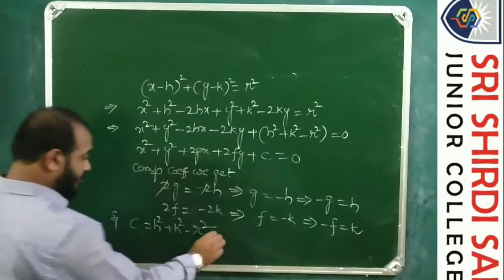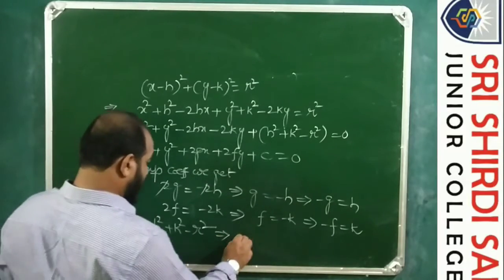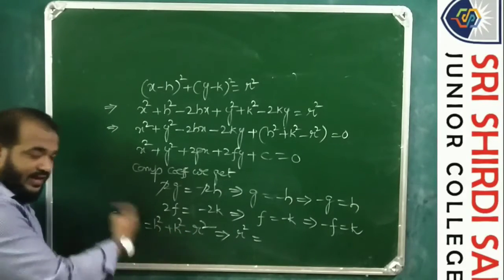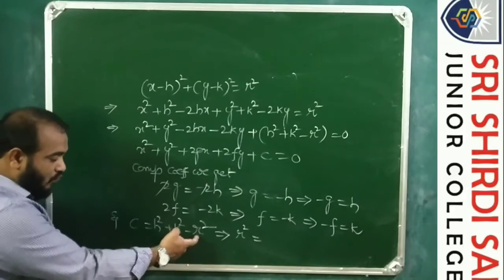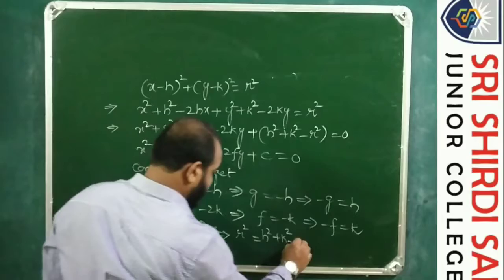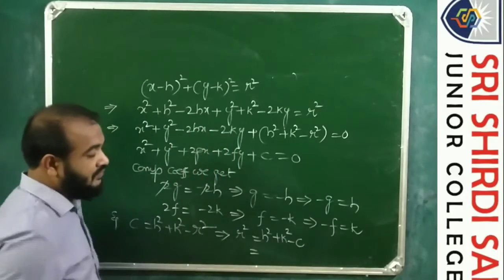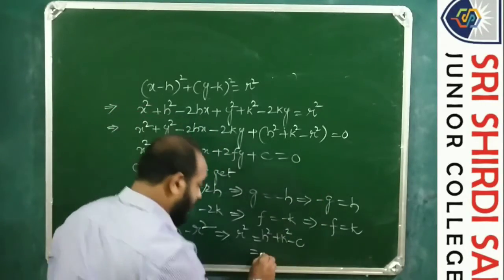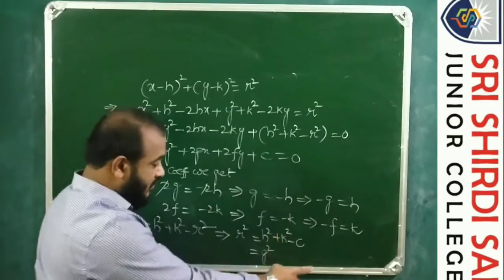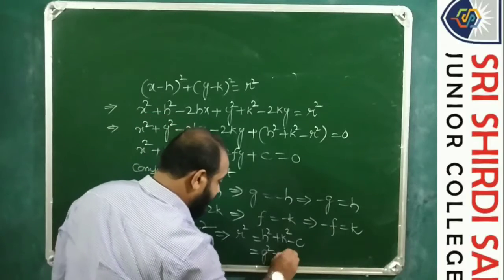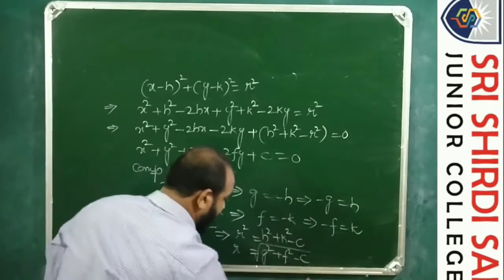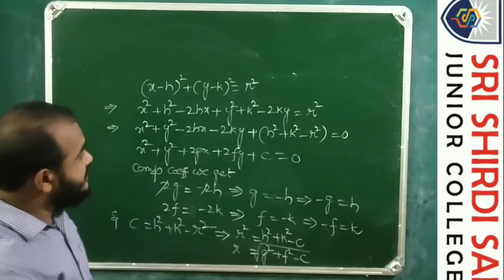So from this, if you transpose the minus r square onto the other side, it will be plus r square is equal to h square plus k square minus c. So what is h? h is equal to minus g, whole square, this is plus g square. k is equal to minus f, so minus f whole square is plus f square, minus c. r square is equal to this. Therefore r is equal to the square root of g square plus f square minus c.